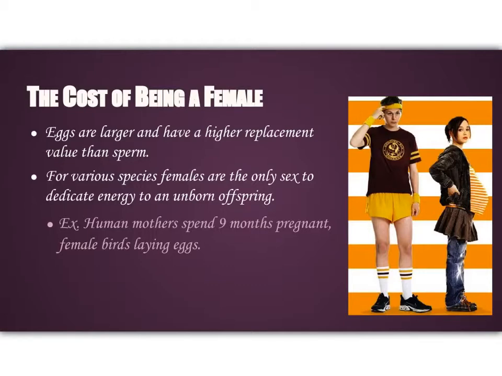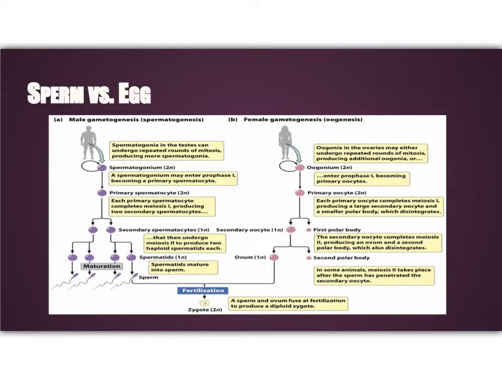Females have internal gestation and devote resources to a developing embryo, and they can't become pregnant again until after they give birth. Here we have a diagram that shows the difference between a male sperm versus a female egg. You can see that there are 4 sperms produced as opposed to 1 ovum. This tells us that the ovum would be more valuable than a sperm because 1 is produced as opposed to 4.